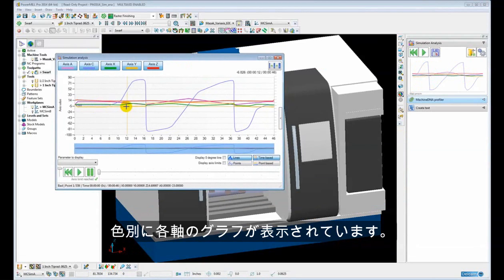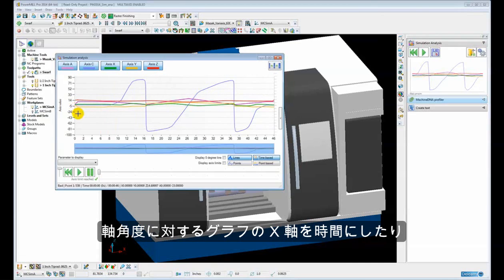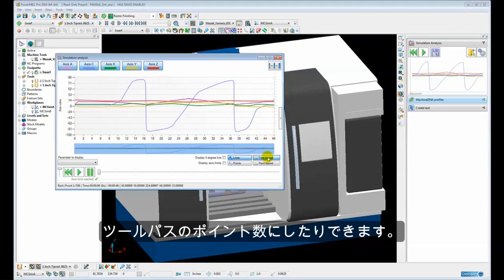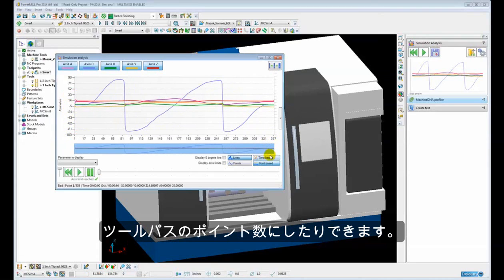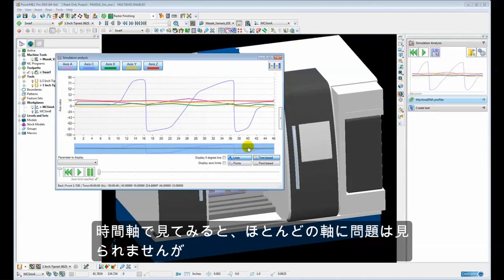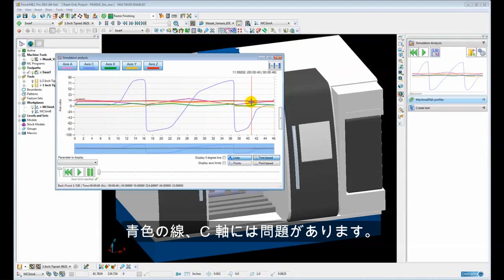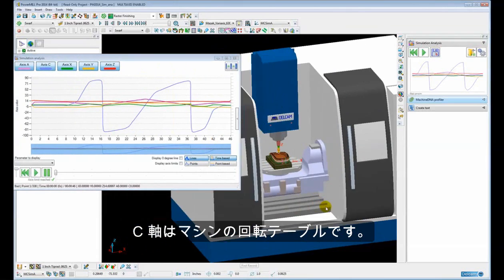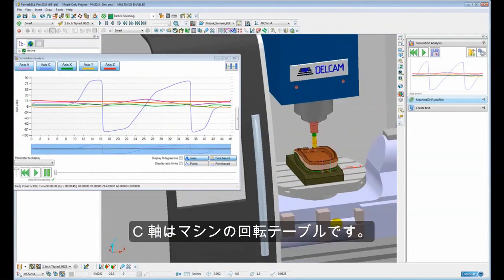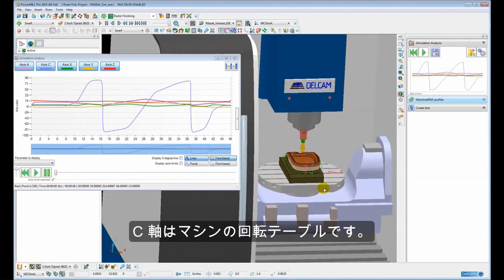So each individual axis is drawn in a separate colour, and we can plot the axis angle against the time or against the number of points in the toolpath. So if we look at time based, we can see here that most of the axes are well behaved, with the exception of the blue line here, which is the C axis. So the C axis is the rotary table on the machine.